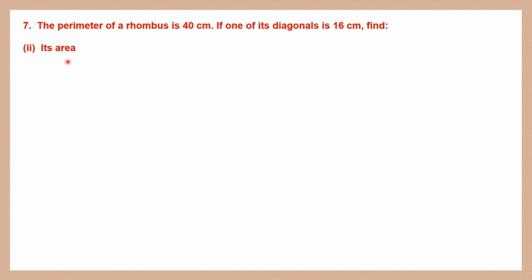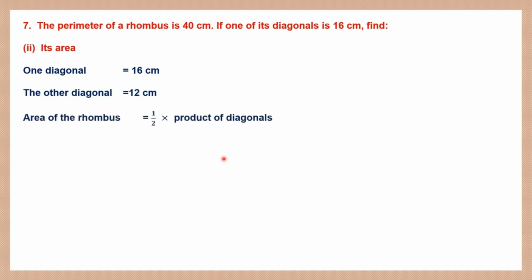Second part of the same question, now we have to find its area. So we know that one diagonal is 16. We found the other diagonal just now, 12 centimeters. To find the area, we apply the formula half into product of diagonals. So area of the rhombus is 1 by 2 into the product of the diagonals, and the diagonals are 16 into 12.